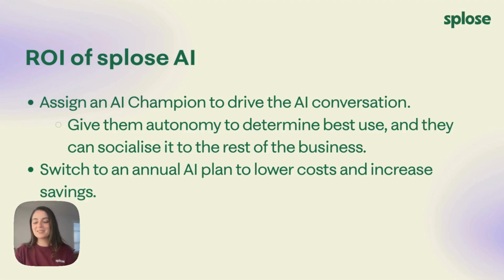The other thing is pointing out the obvious, but you can achieve higher ROI by actually just switching to an annual plan. Not a lot of people know that this exists, but when you're in your subscription settings, you've got the same option to switch over to an annual plan for Splose AI, the same as what you can do for Splose. So you can achieve lower costs and increase savings just by doing that alone. I had to mention it in here just because some people don't know that it's available to them.